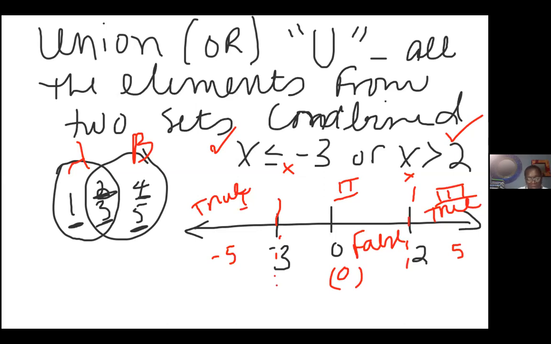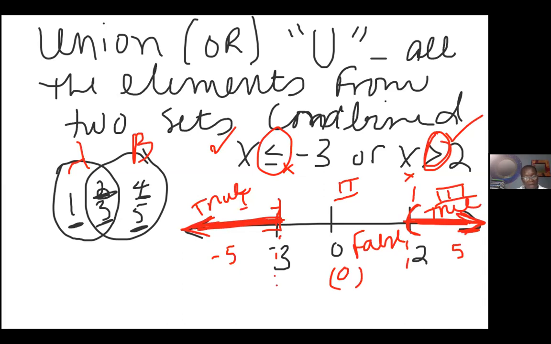So now we're going to graph it. Now, according to the inequality symbol, you want to include the -3. So this is what the left side would look like. According to the inequality symbol here, you want to exclude the 2. So this is the other part of the inequality, guys. Now, we have our graph.